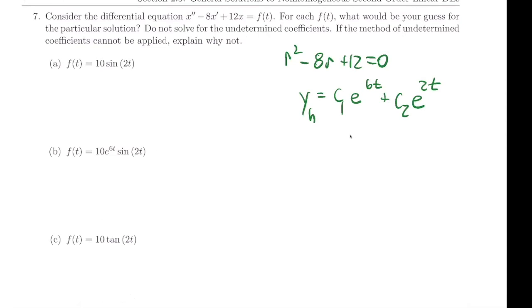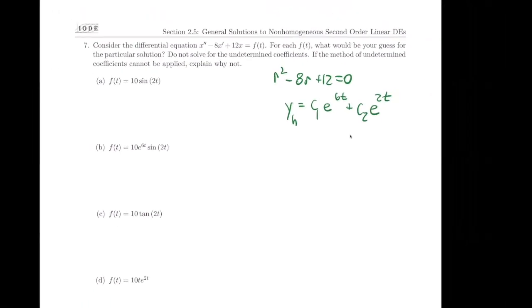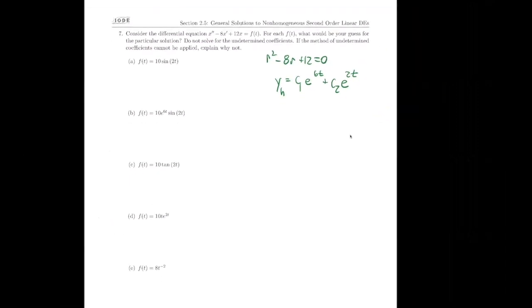Okay, and then we kind of come through our guesses. So let me just ask a meta question here, which is, for which of these options, A through F, if you've had a chance to go through them, are we going to have resonance?